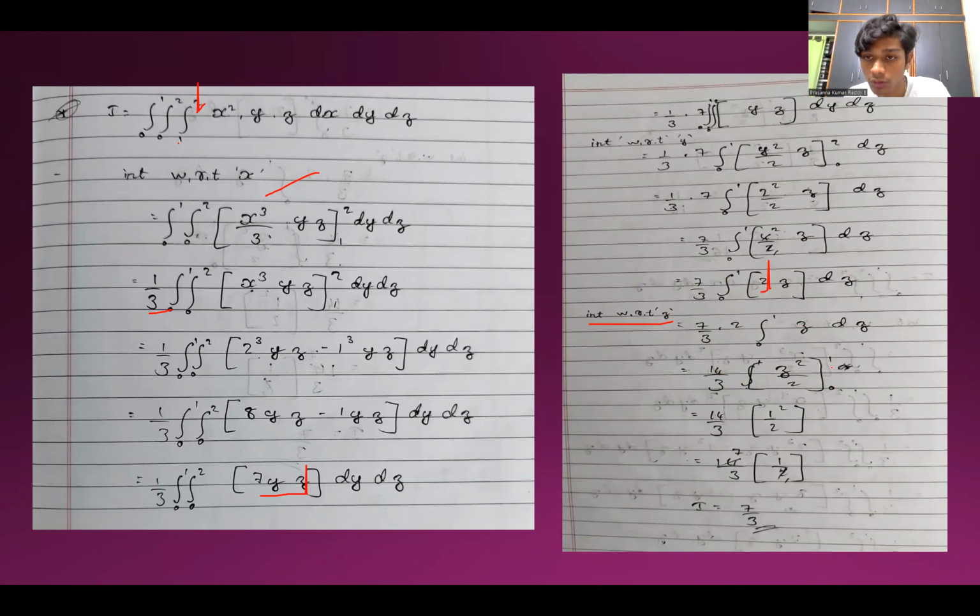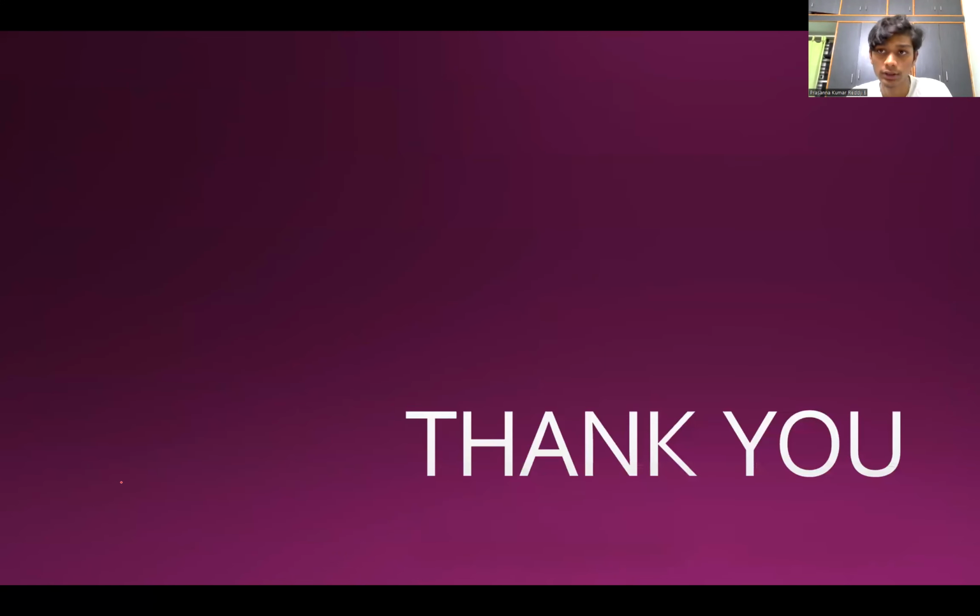Now we are going to substitute these values 1 and 0 in place of z. So 1 square by 2, and 0 remains 0, so we are not writing it. So 14 by 3 into 1 by 2 gives rise to 7 by 3. So this is an example of triple integral. Thank you.